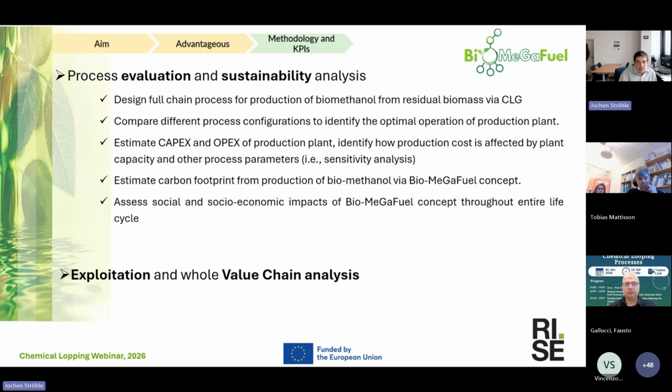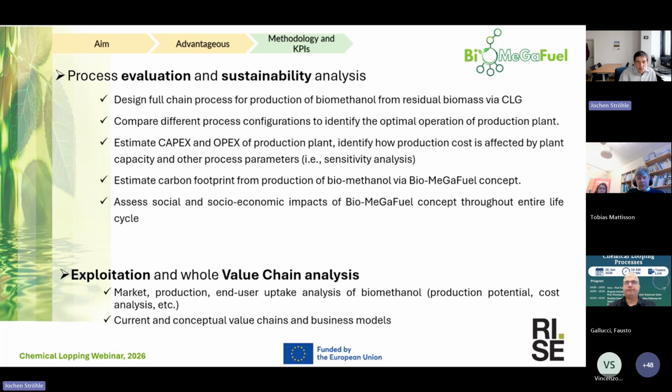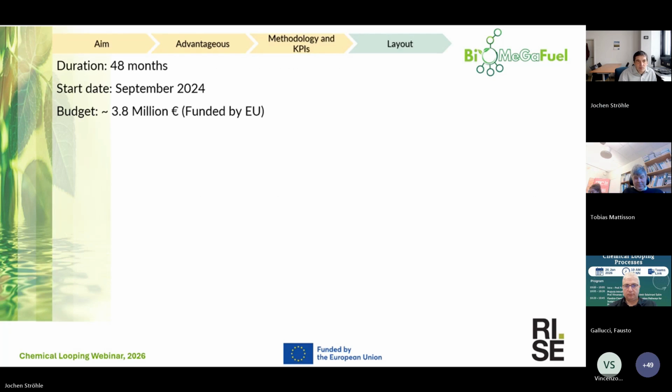Exploitation and value chain analysis. So we are looking into market production, end user uptake analysis, and value chains and business models.